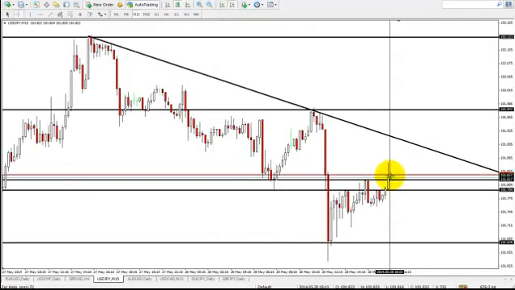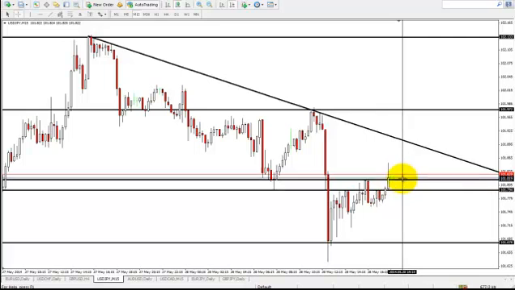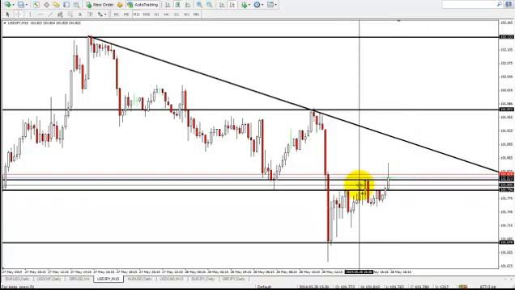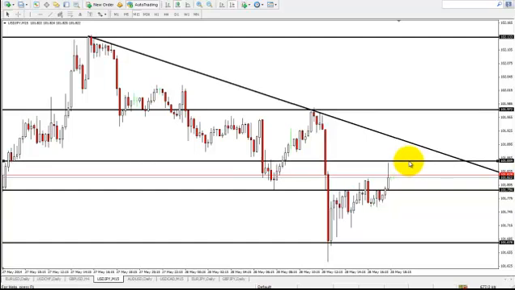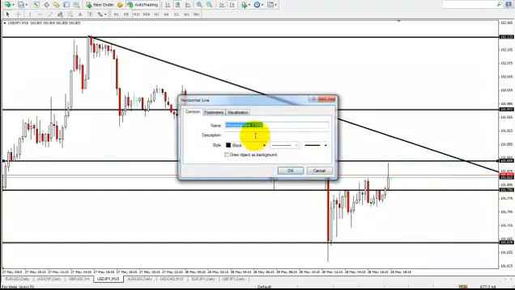So again, we're breaking upwards. We don't know what we're doing. We're just sitting, and I might take a trade if it goes downwards. Okay, so like I said, this is what I would do if I wanted to automate the situation.